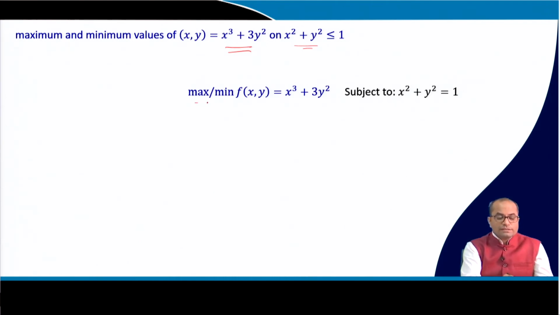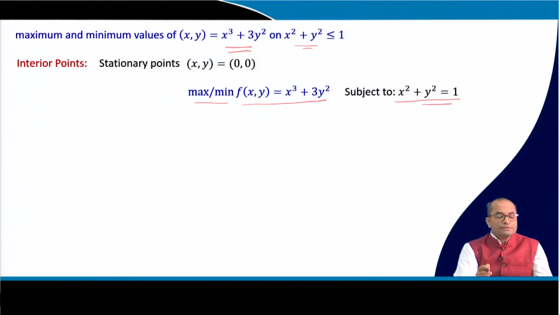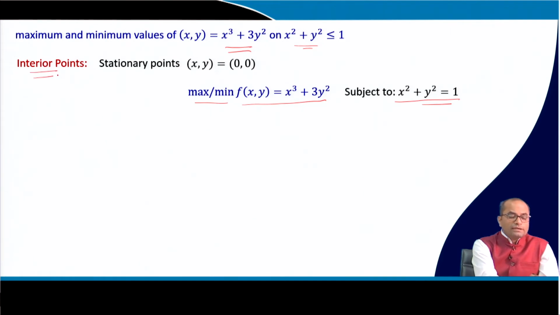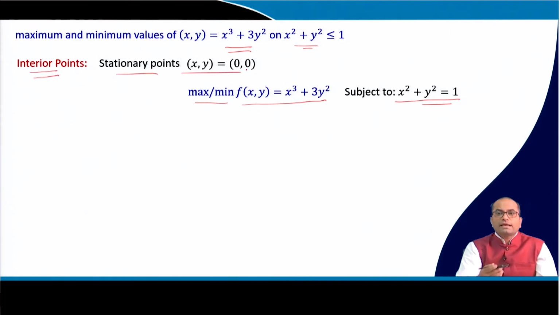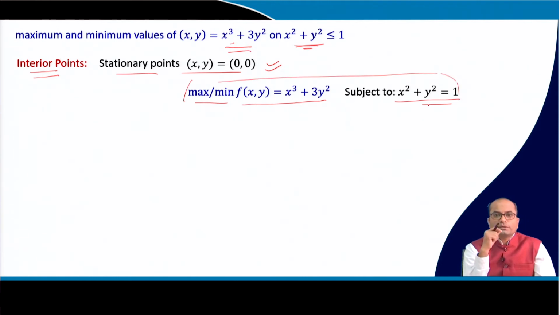So, here we will consider this problem: maximize and minimize x cube plus 3y square subject to x square plus y square is equal to 1. The stationary point which we achieved before, that was the interior point, will remain as it is. So, we have to compute the stationary point of this function and see whether any point lies within the domain. That part remains as it is.